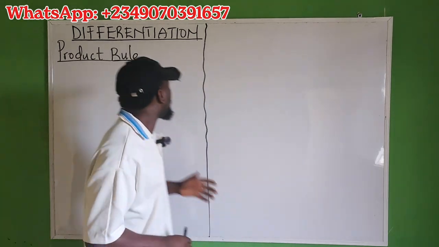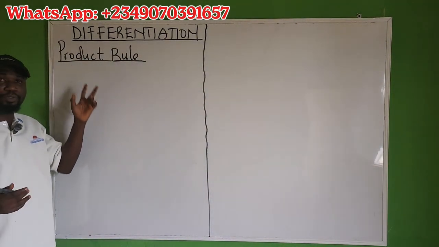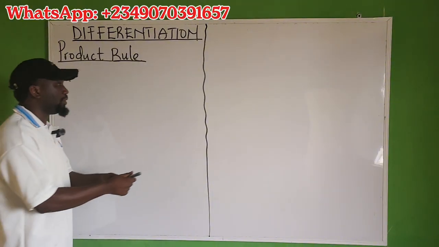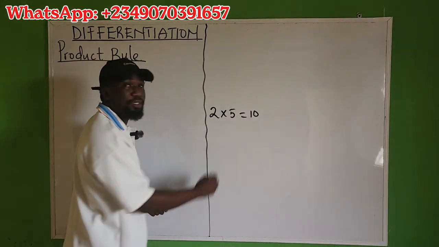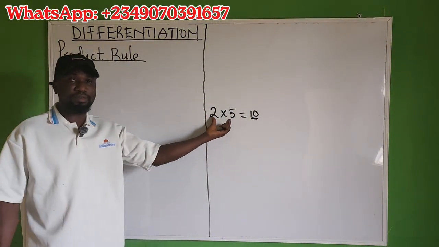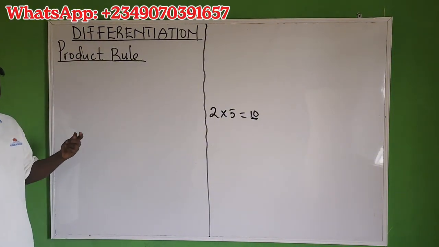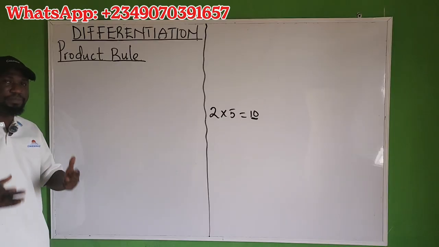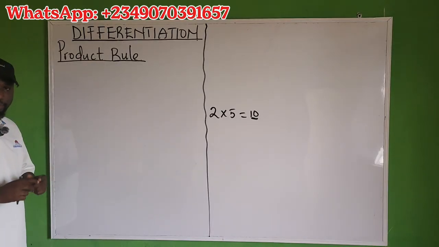That is a promise. So please make sure you watch the video through to the end. All right. So basically now, whenever you hear the word product, it is the result of multiplication. So let's say we have 2 multiplied by 5. The answer is 10. So this 10 is the product of 2 and 5. So when you have any question involving the multiplication of 2 terms, you can use the product rule method.